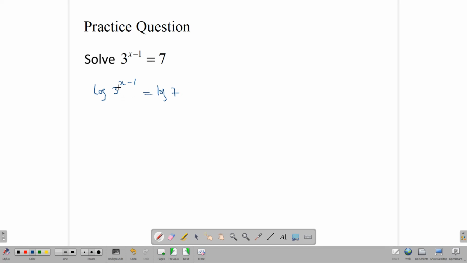And so we can use logarithmic principles then to rewrite it, to write the power in front as a multiplier. So (x minus 1), let's put that in a bracket, log 3 is equal to log 7.